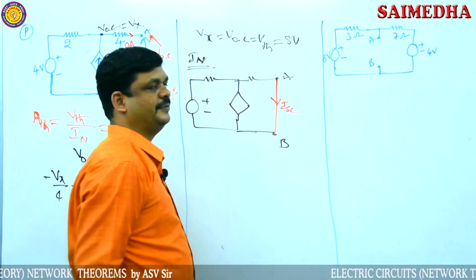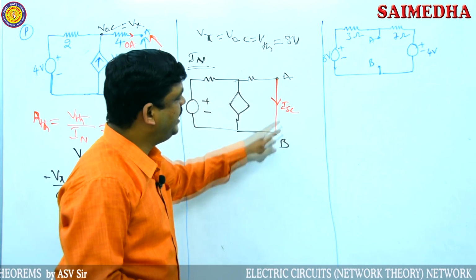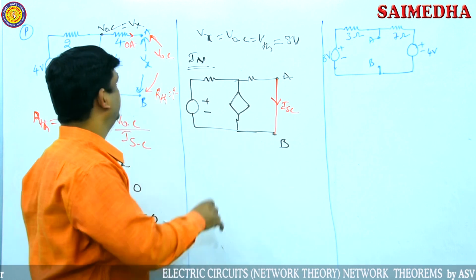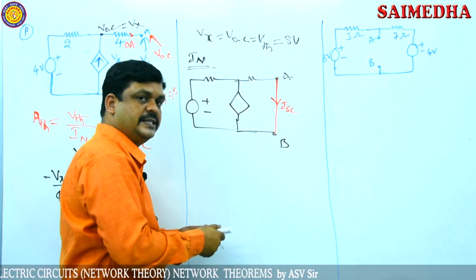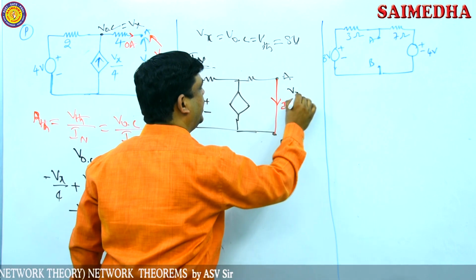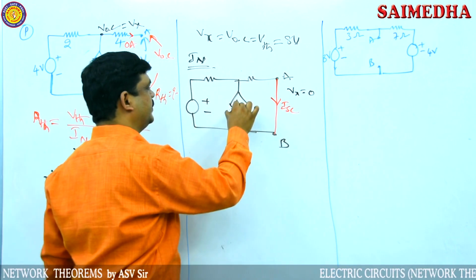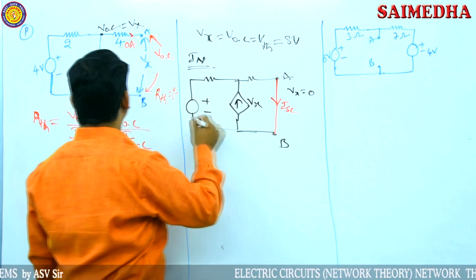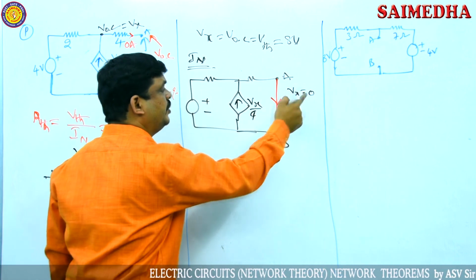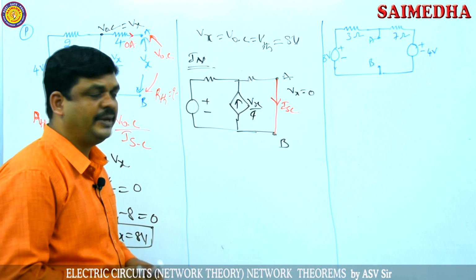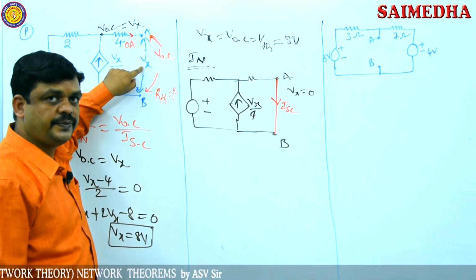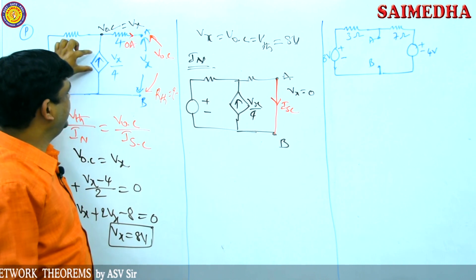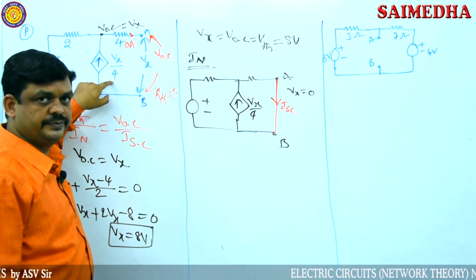This is ISC. If A and B terminals are short circuited, voltage across these 2 points is 0. So immediately Vx becomes 0. If this is a current source, this current source value depends on which value? Vx, the voltage across A and B terminals. So if Vx is there, then this magnitude is Vx by 4.